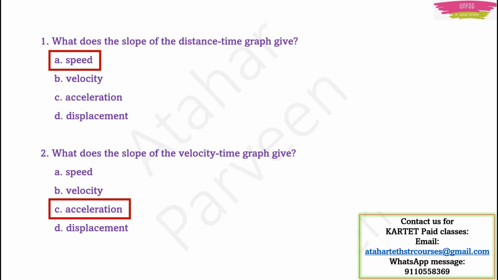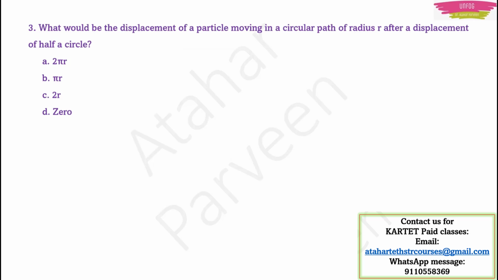Okay. Next question. What would be the displacement of a particle moving in a circular path of radius r after a displacement of half a circle? See, I discussed this question in our previous class of this chapter also, in motion part 1. Again I am repeating this question because it is a very important question. The question will give you an idea about displacement, particularly in a circular path.